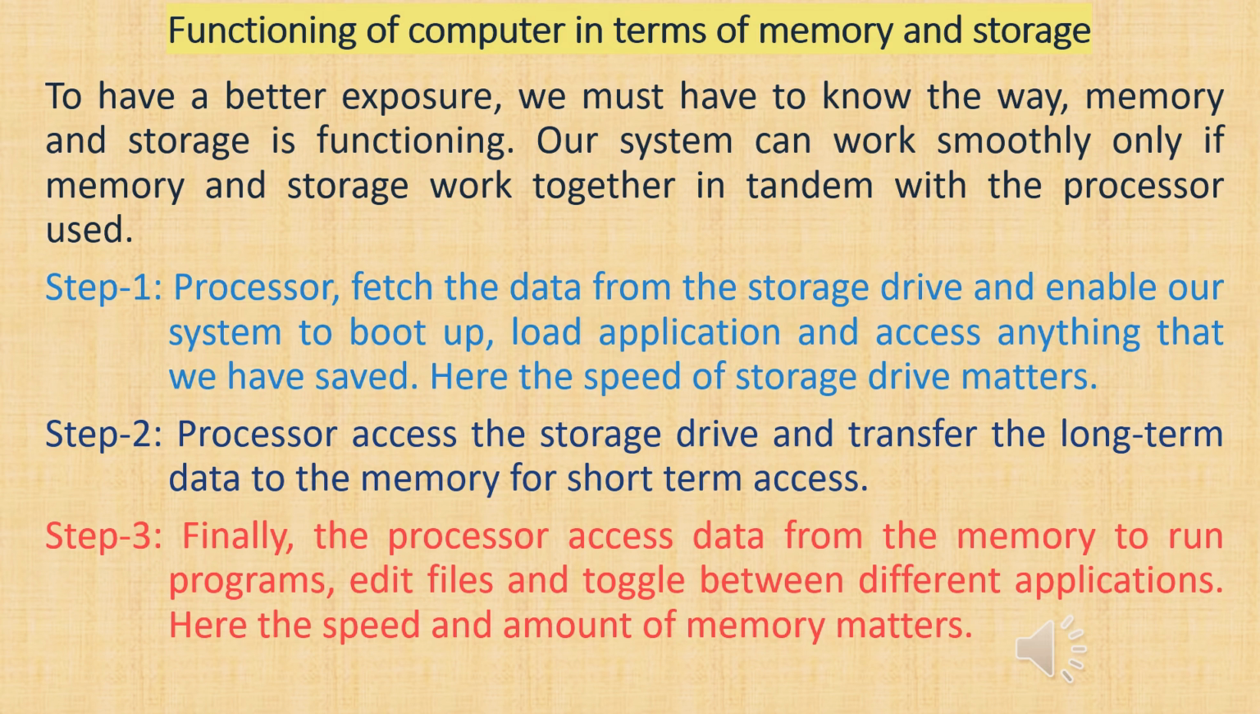In the second step, the processor accesses the storage drive and transfers the long-term data to the memory for short-term access. And finally, in step number 3, the processor accesses data from the memory to run programs, edit files and toggle between different applications. Here the speed and amount of memory matters.